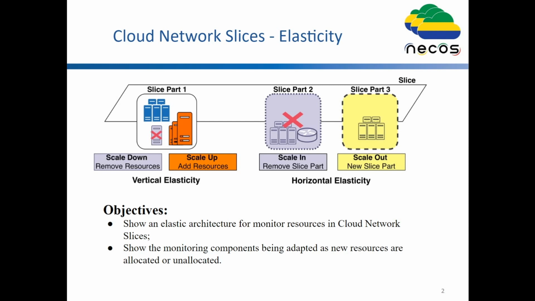So the objectives of this demo are to show an elastic architecture for monitoring resources in a cloud network slice, and to show the monitoring components being adapted as new resources are allocated or unallocated. In this demo, we will show 5 methods: the start monitoring, the vertical elasticity scale up, the horizontal elasticity scale out, the horizontal elasticity scale in, and the stop monitoring of the components. And that's it. Let's go to the demo.